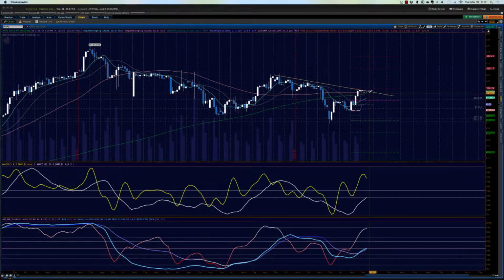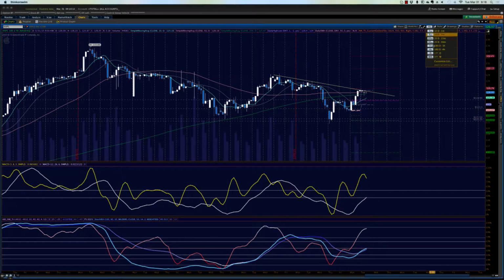And so what do we look for? If we overpower resistance above this 126.80-ish area, we're going to stair step into the 128 and then 128.80, eventually the 130.50-ish area that we know about.